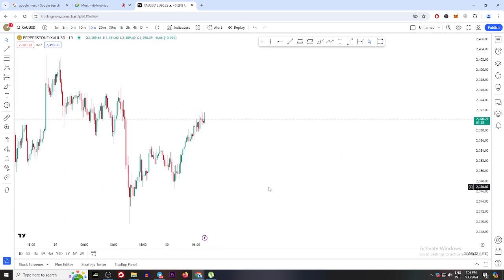Listen, one thing. Whatever we have in our chart, I personally use two colors. One is green, so I use green for buy and red for sell. Now, whatever you see in the chart, it is a combination.